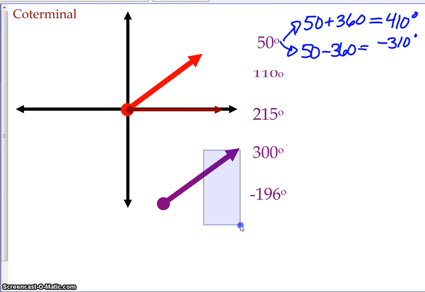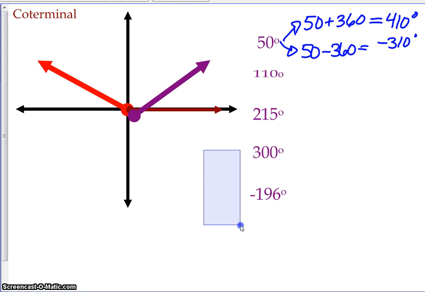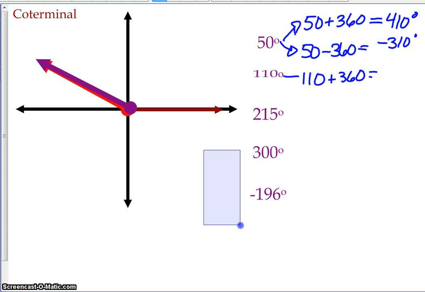Let's look at another one. Let's look at what 110 looks like. 110 looks about right there. Okay. Well, if I had to go positive and I had to find another way to get to 110, I could go around completely in a circle and then come back to 110. All right, I ended at the exact same spot. So for that, what I did is I took my 110 and I added 360 to it. Sorry, guys, I got the wrong number. 110 plus 360 would be 470.